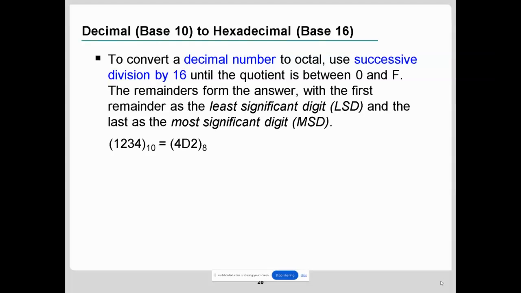What is D? 13. 13 multiplied by what? 16, plus 2 multiplied by 1, and 256 multiplied by 4. 256 multiplied by 2 is 512 and 1024. So this is 1024. 1024 plus 13 multiplied by 16, which is 208, and plus 2.